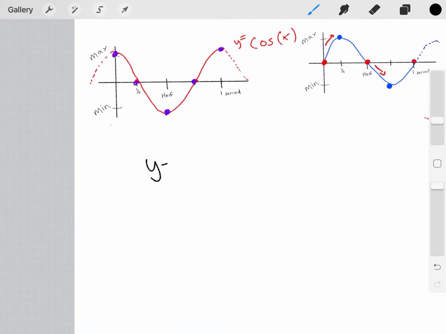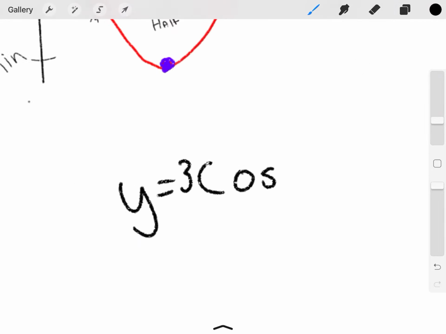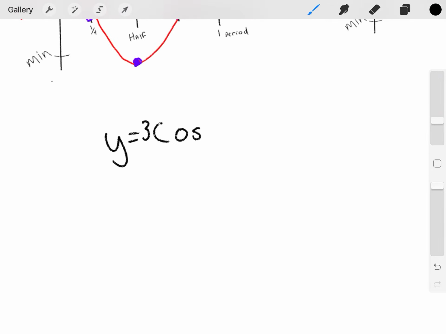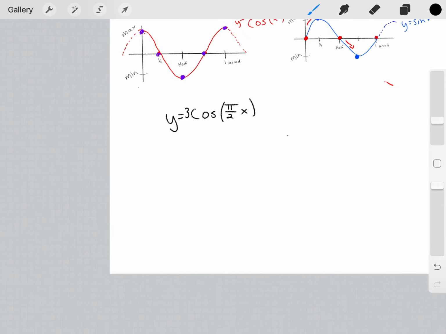So let's say we were trying to graph y equals cosine, and let's throw a coefficient in there. Let's call that 3 cosine, and we'll even do something kind of funny. Let's call it pi halves x. So before we even graph this, we're going to go ahead and figure out the period. And the period is always 2 pi over b.